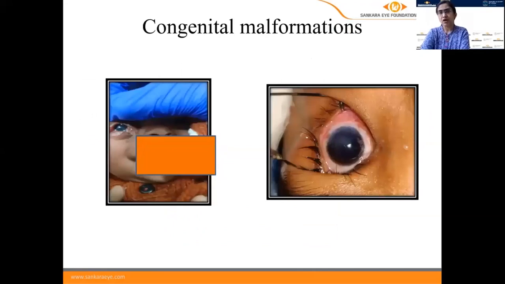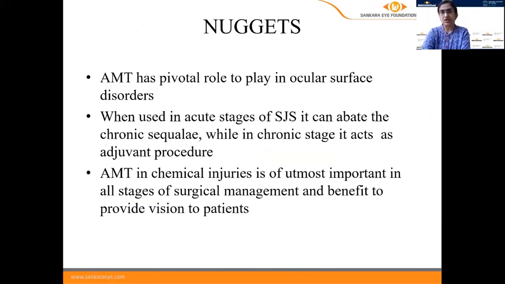A few last things to talk about are congenital malformations as well as dermoids. Here we have done a small dermoid excision with lamellar grafts and a focal amniotic membrane. And this was a child born with cleft palate throat closure. Here, because it's a 1 month old child, we just used a congenital graft with amniotic membrane for the corneal formation, and the child is doing fine.